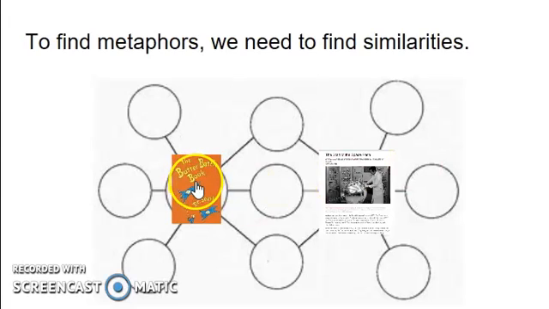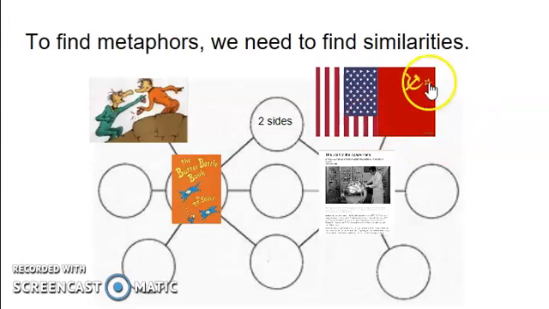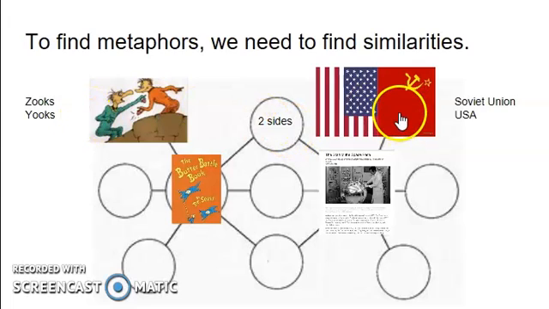I know that in the butter battle, there are two sides that are competing. And I know that in the space race, there are two sides that are competing. What are the sides that are competing in the butter battle? What are the sides that are competing in the space race? If you said Zooks and Yooks, you're correct. And if you said the Soviet Union and the USA, you're correct as well. In the butter battle, the Zooks and Yooks are the two sides, and in the start of the space race, the Soviet Union and the USA are the two sides.